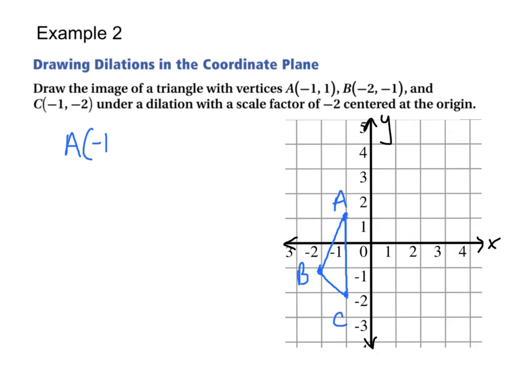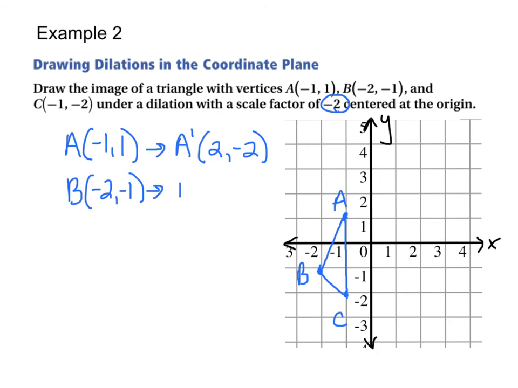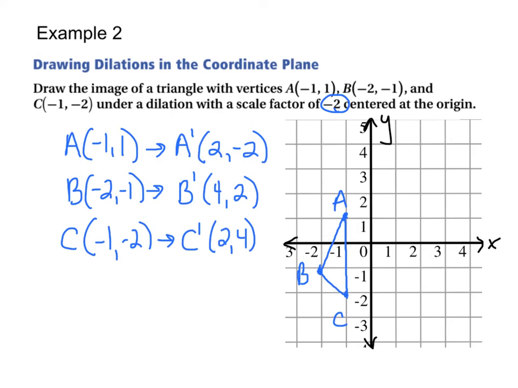And then I'm going to write them down. So A is (-1, 1). Now, if I multiply by negative 2, all you do, using the arrow notation above, is take the k, which in this case is negative 2, and multiply it by both the x and y coordinate. So A prime would be (2, -2). B, which is (-2, -1), if we multiply both negative 2 and negative 1 by negative 2, that gives me (4, 2). And then C, which is (-1, -2), would give me C prime, which is (2, 4).